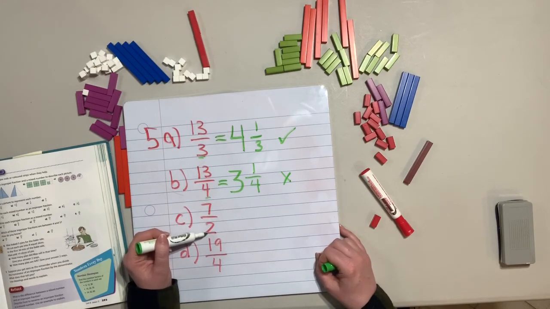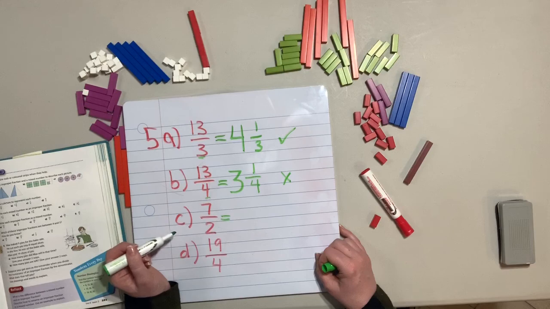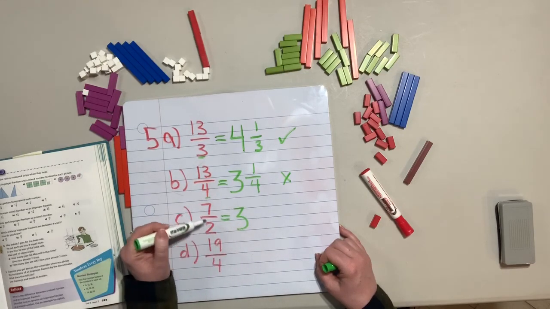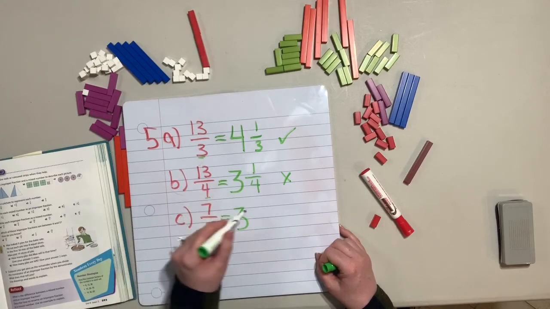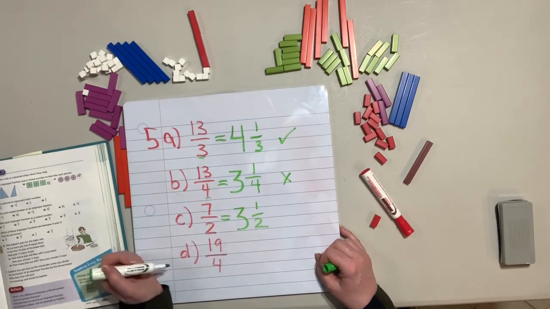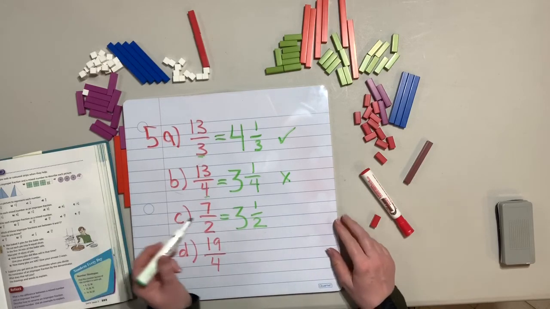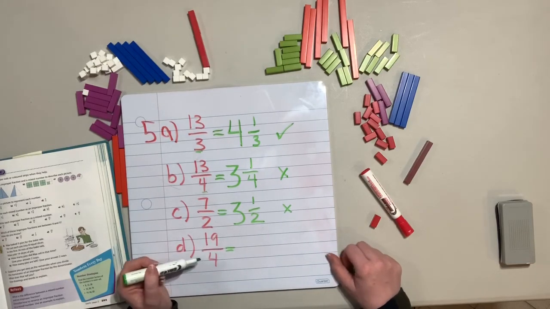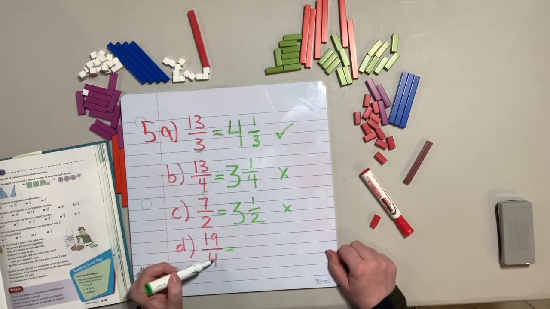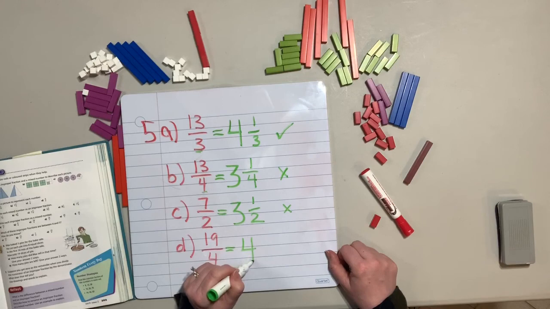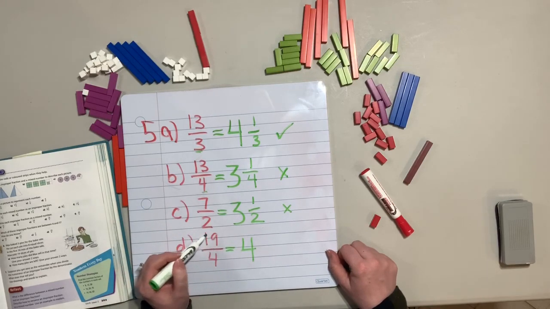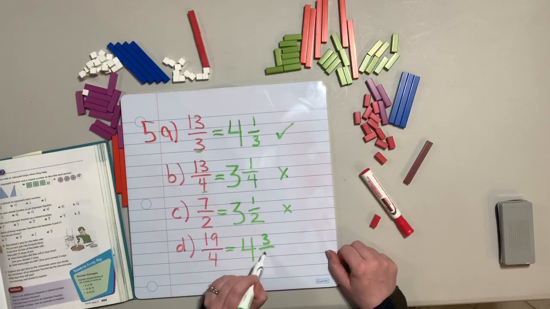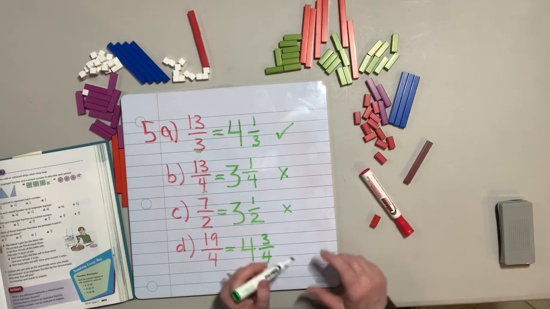Next question, 7/2. 7 divided by 2, or how many times does 2 fit into 7? 2 fits into 7 3 times. 2 times 3 is 6, but you have 1 left over, so it becomes 3 and 1/2. Is 3 and 1/2 in between 4 and 5? No, it's not. And the last one, 19/4. 19 divided by 4, or how many times does 4 fit into 19? We know that 4 times 4 is 16, and then there would be 3 left over, so it would be 4 3/4. Is that in between 4 and 5? Yes.